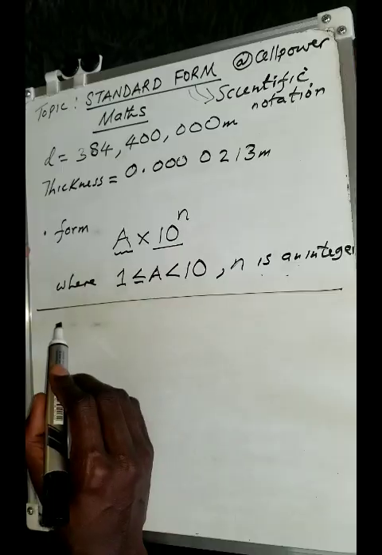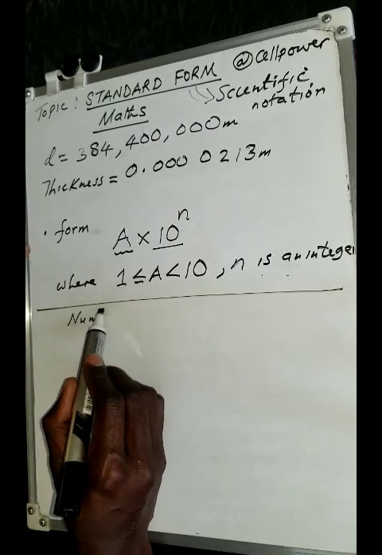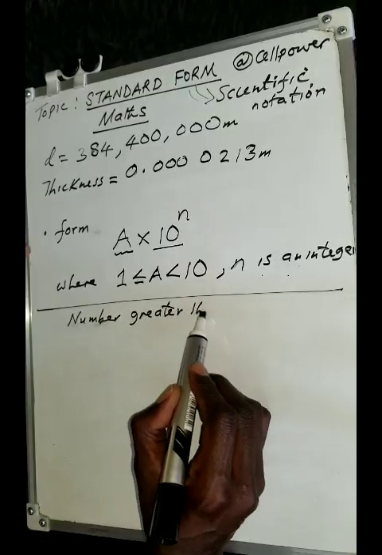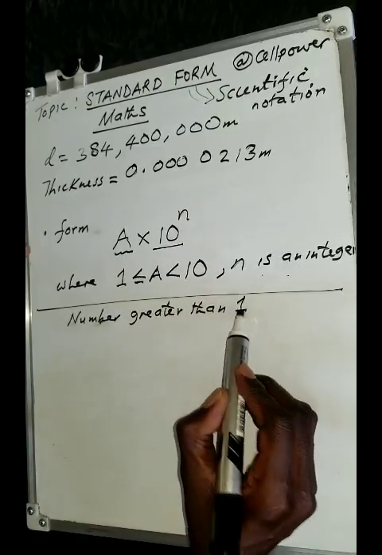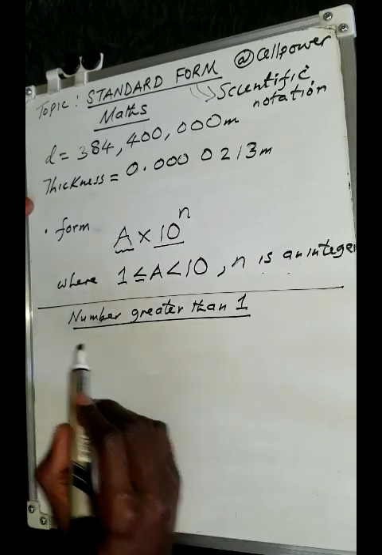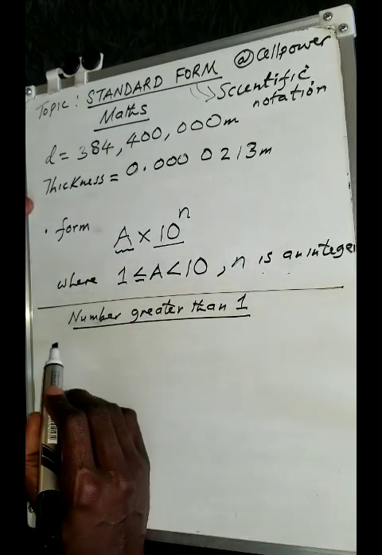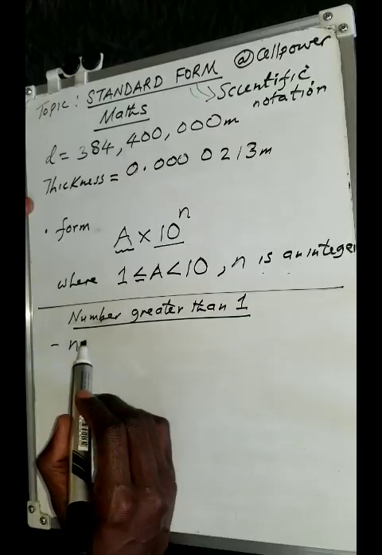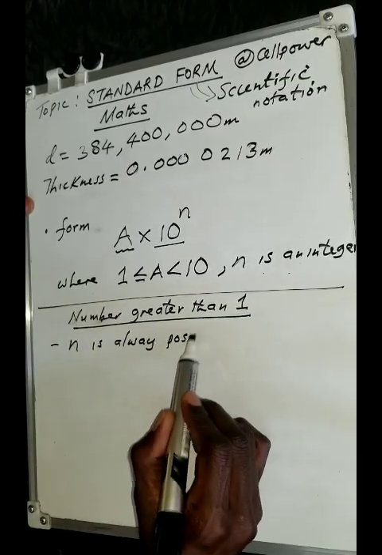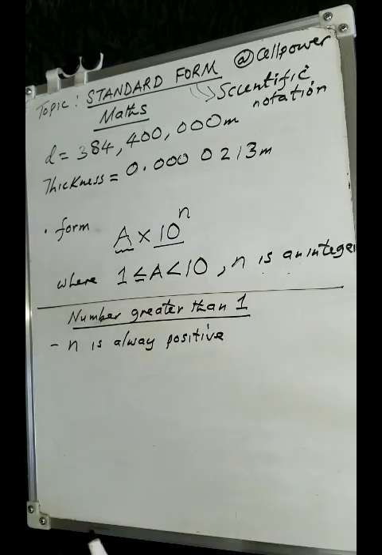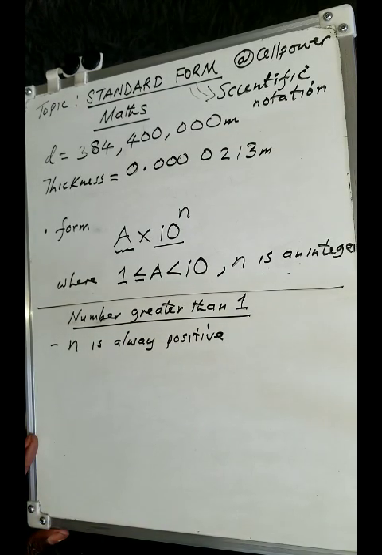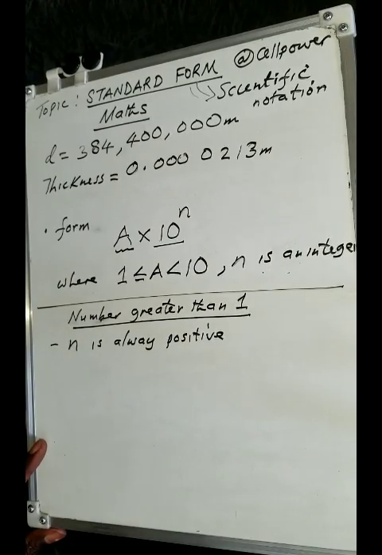For example, we can start with numbers greater than 1. If you're dealing with numbers that are greater than 1, you're going to find that n is always positive. That's what I mean. So if you're dealing with numbers greater than 1, then the value of n is going to be positive.